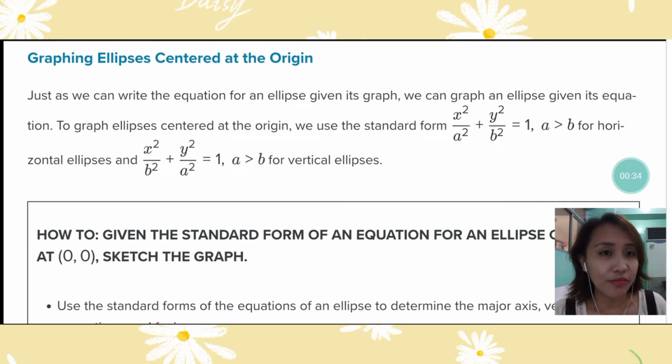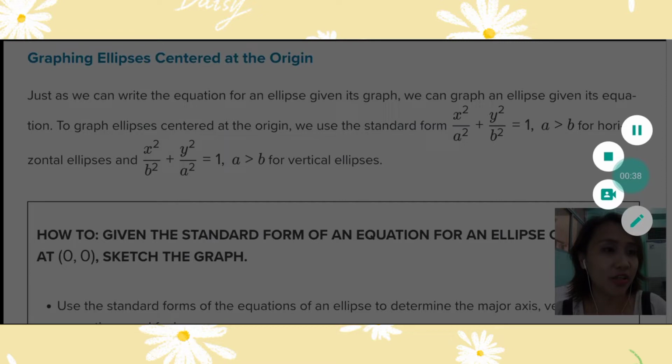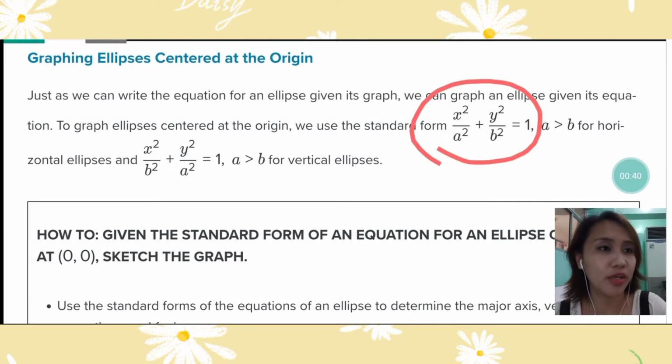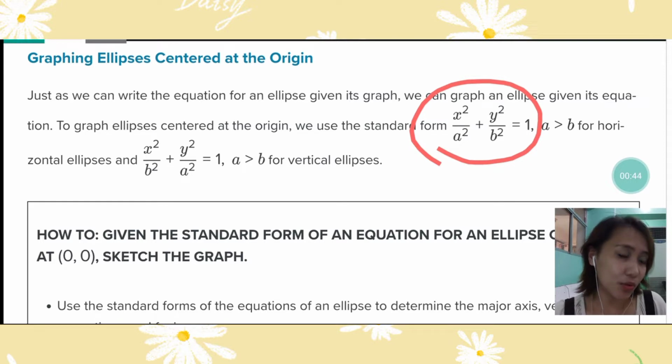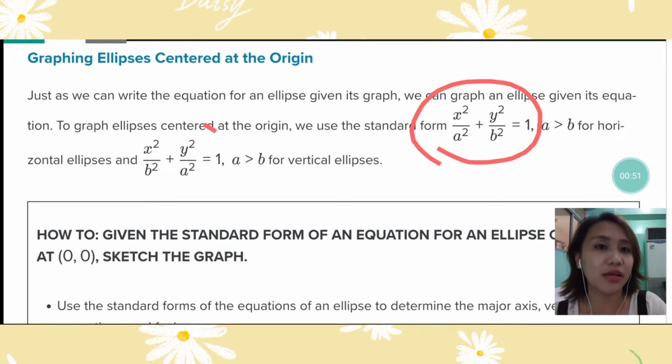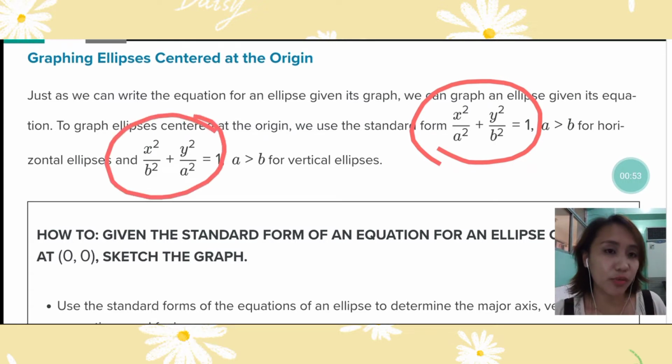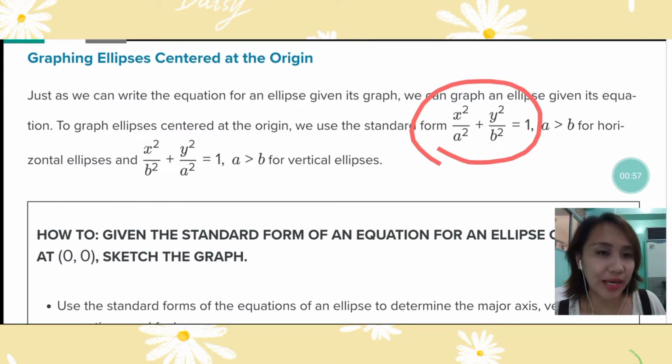To graph ellipses centered at the origin, we use the standard form x squared over a squared plus y squared over b squared is equal to 1, where a is greater than b for horizontal ellipses, and x squared over b squared plus y squared over a squared is equal to 1, such that a is greater than b for vertical ellipses.